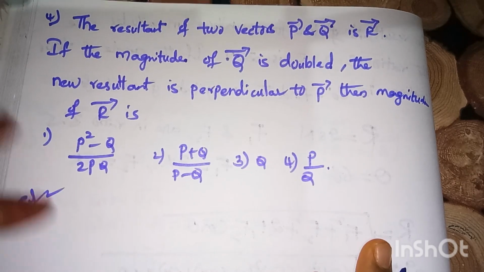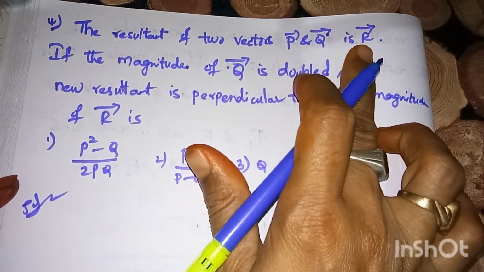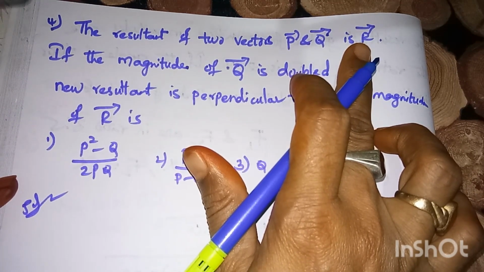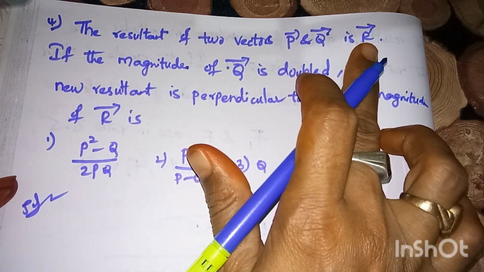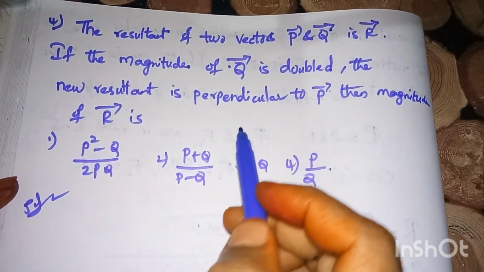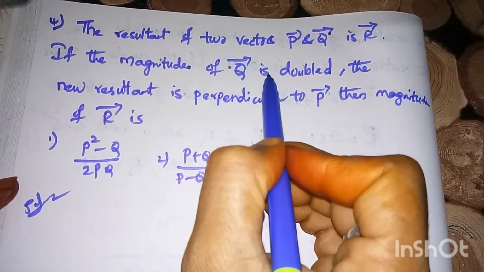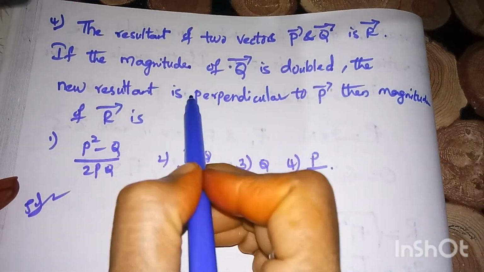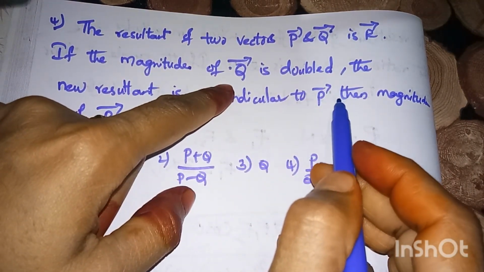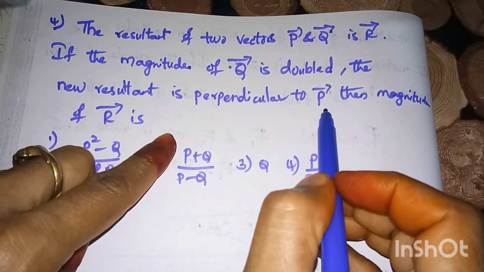So the next problem is: the resultant of two vectors p bar and q bar is r bar. We all know that the resultant of two vectors p bar and q bar is r bar. They said that if the magnitude of q bar is doubled, that is, the second vector's magnitude is doubled, the new resultant is perpendicular to p bar.